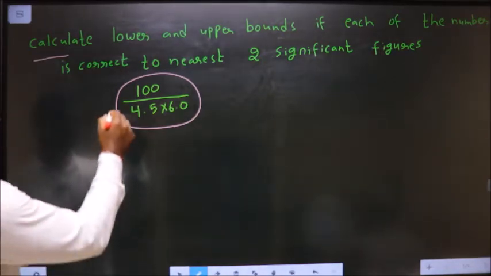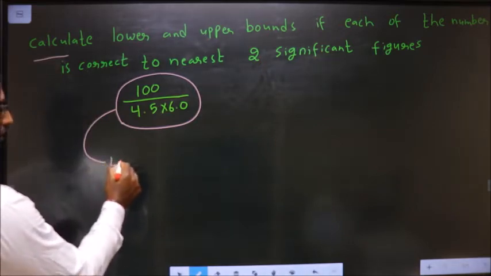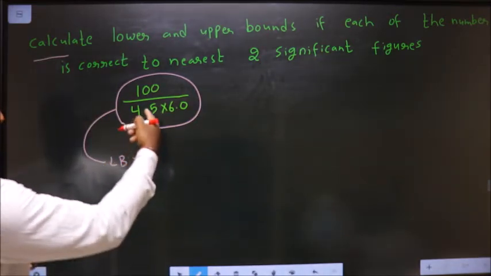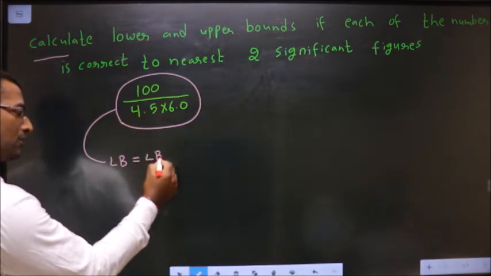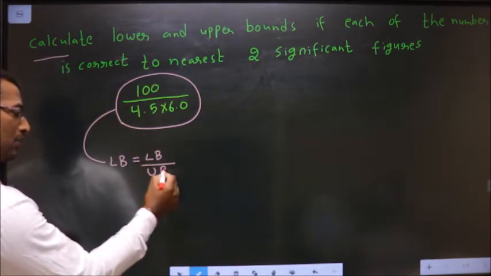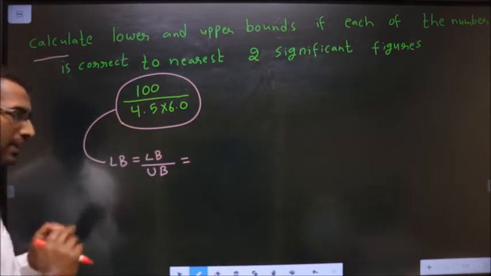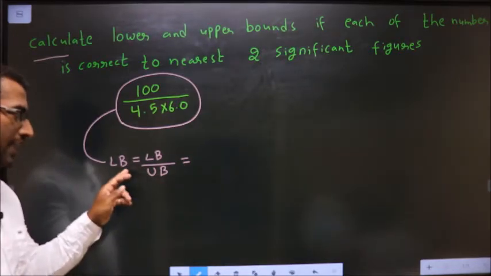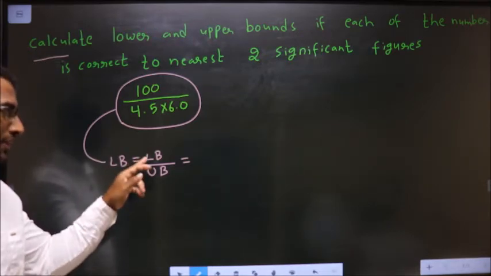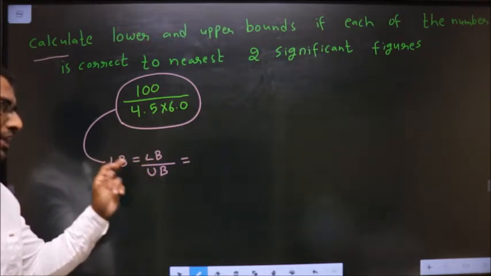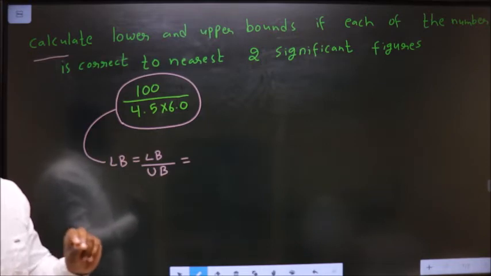See, to get the lower bound, it is a fraction. So I should take the lower bound in the numerator by the upper bound in the denominator. Clear? In division, one should be lower, the other should be upper. So you start with lower, denominator upper, and the resultant will be lower. Okay, now.